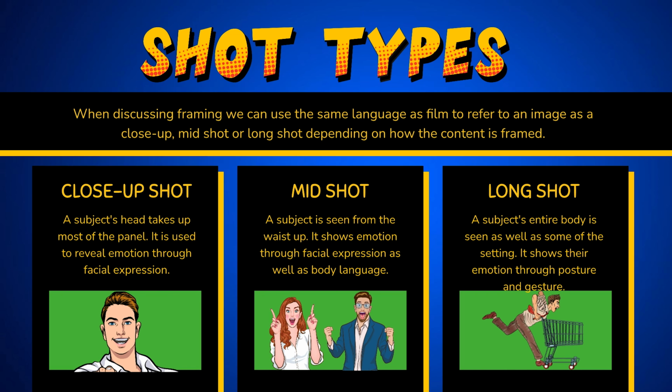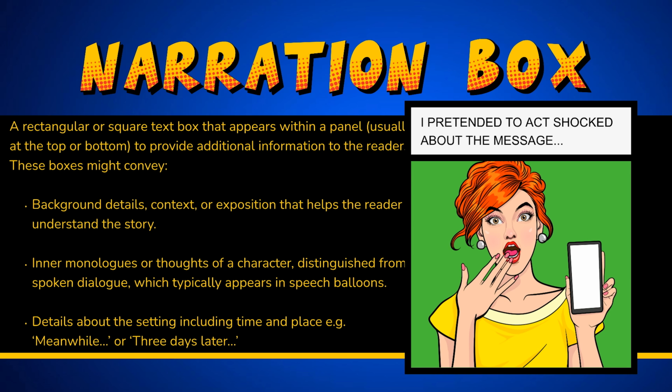Framing in comics often mirrors film techniques. Close-ups focus on the head to reveal facial emotions, mid-shots use the upper body to show expression and posture, and long shots capture the full body within the setting. Narration boxes are rectangular text boxes that provide context, exposition, inner monologues, or setting information that differs from the spoken dialogue found in speech bubbles.